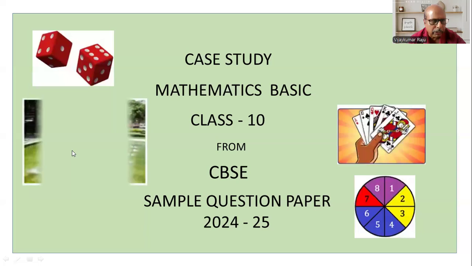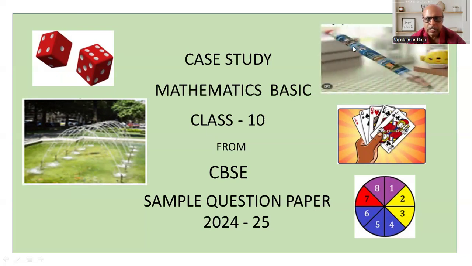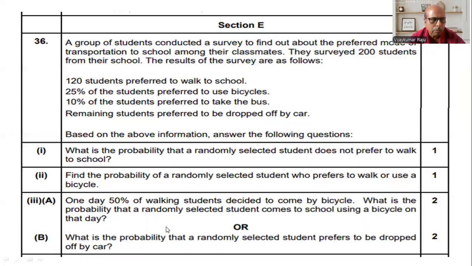The second case study is based on polynomials, and the third case study is based on surface area and volume. So there we got three questions, and these three questions are numbered 36, 37, and 38. So let's take up the first question, that is 36.